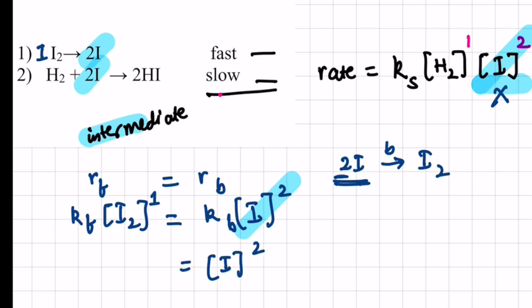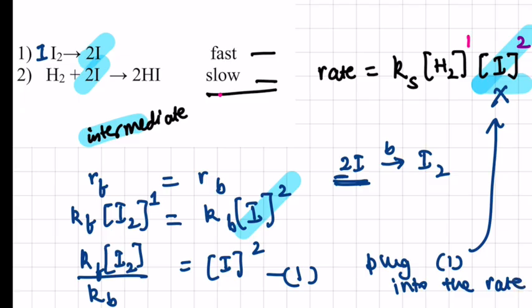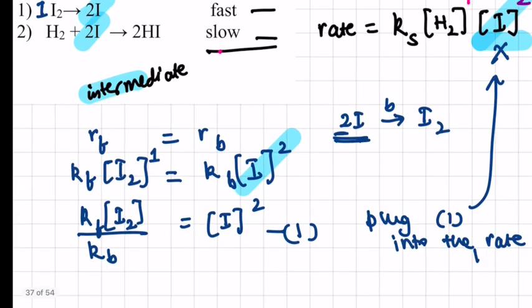So let me do that here. I get concentration of I squared is equal to the rate constant for the forward reaction, I2, divided by the rate constant for the backward reaction. So let me go ahead and plug equation 1 into the rate law.